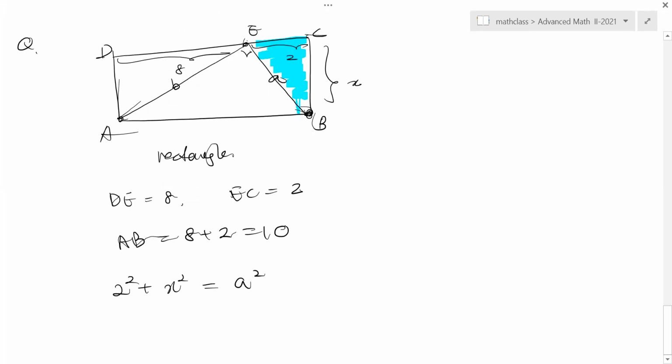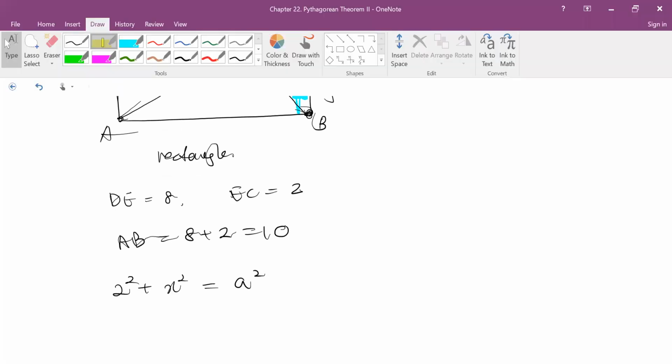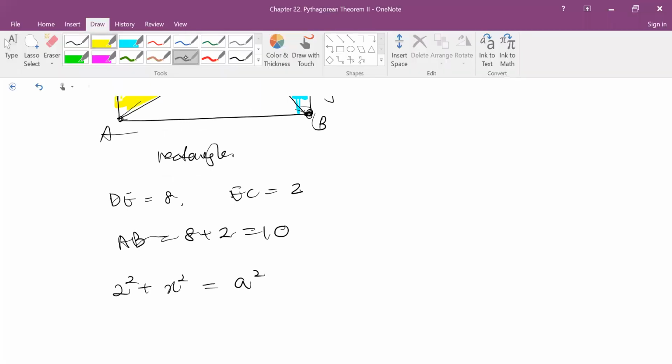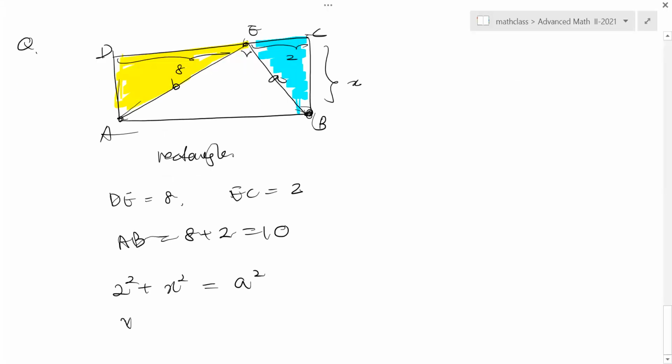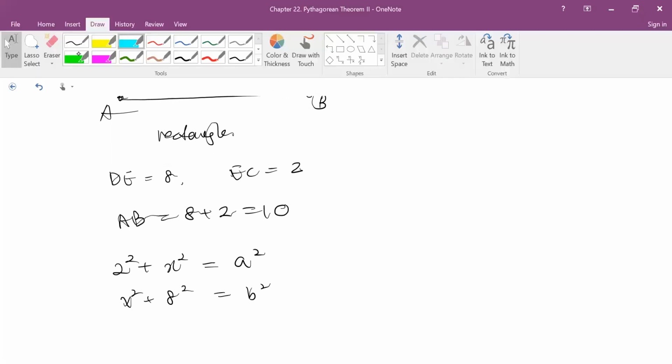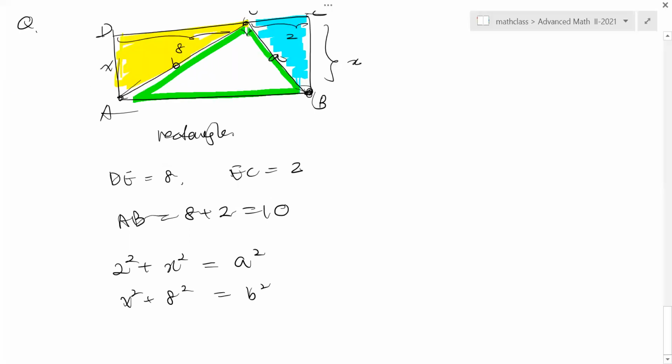Then you apply the Pythagorean theorem to this side. Then I get x squared plus 8 squared equals b squared, right? This is because this is also x. It's a rectangle. Then I apply the Pythagorean theorem to the one in the middle, and I get a squared plus b squared equals 10 squared, right? Because this side is 10.